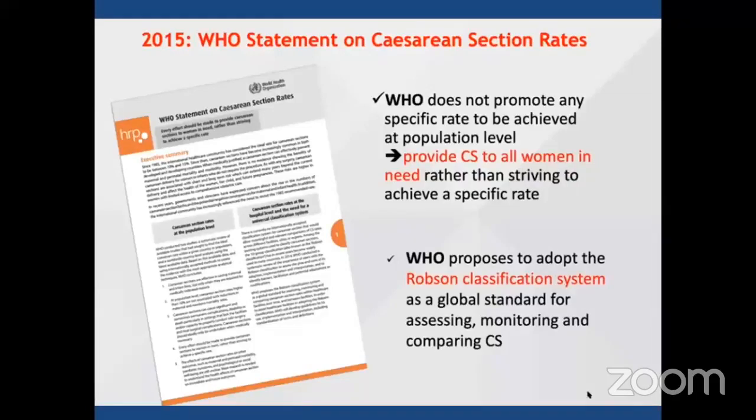And how do you do that? So WHO proposes that you use an audit system. And when you use an audit system, use the Robson's classification system to find out whether this is justifiable or not. And it will serve as a very good global standard for assessing and monitoring and comparing cesarean section rates, risks, etc. So that is what the current thinking is now.